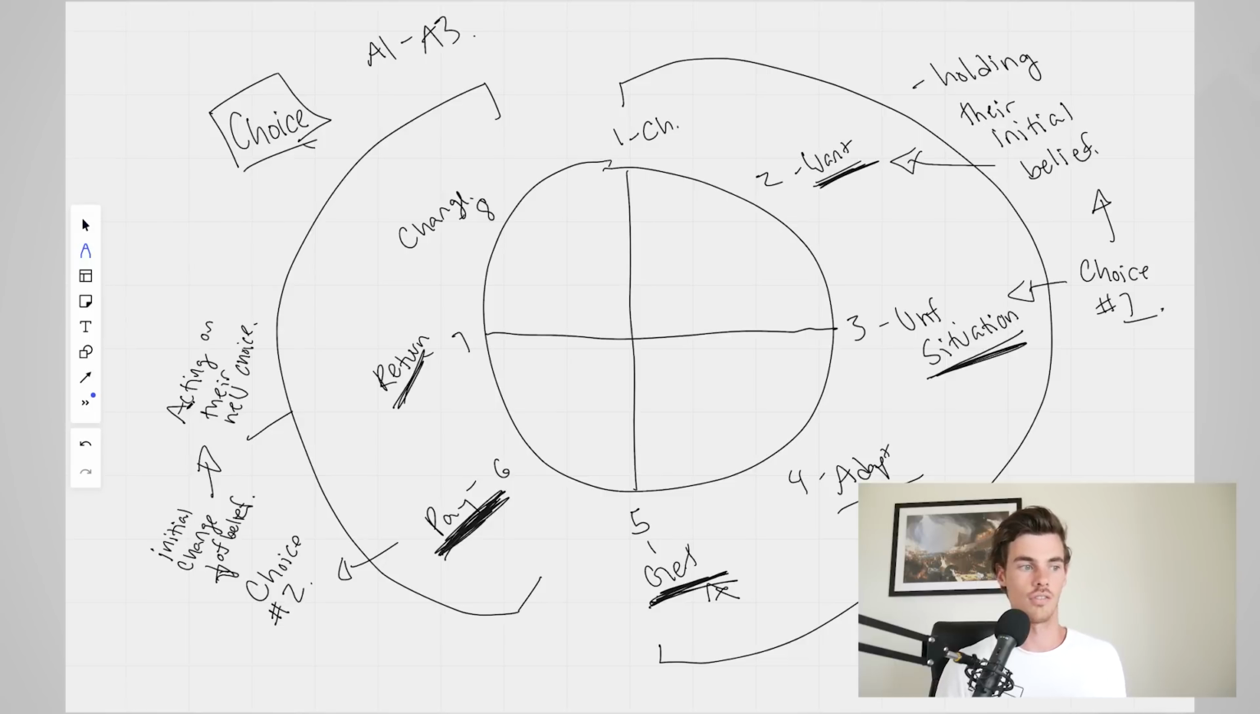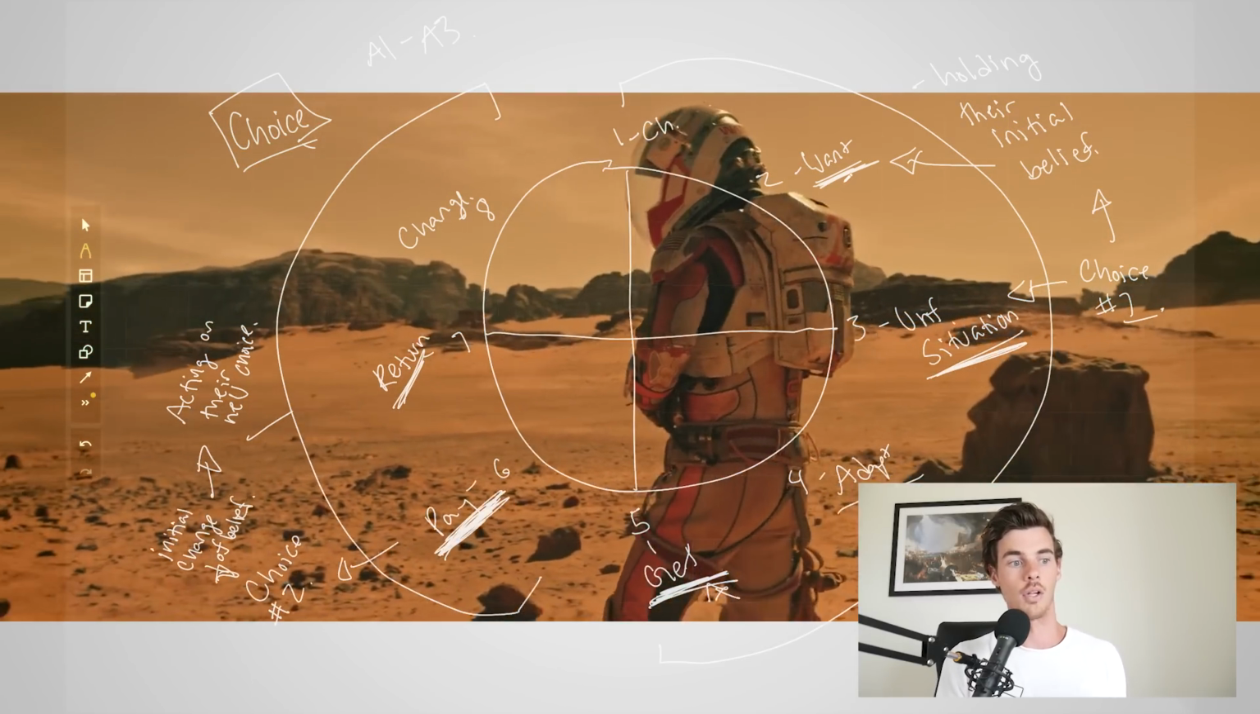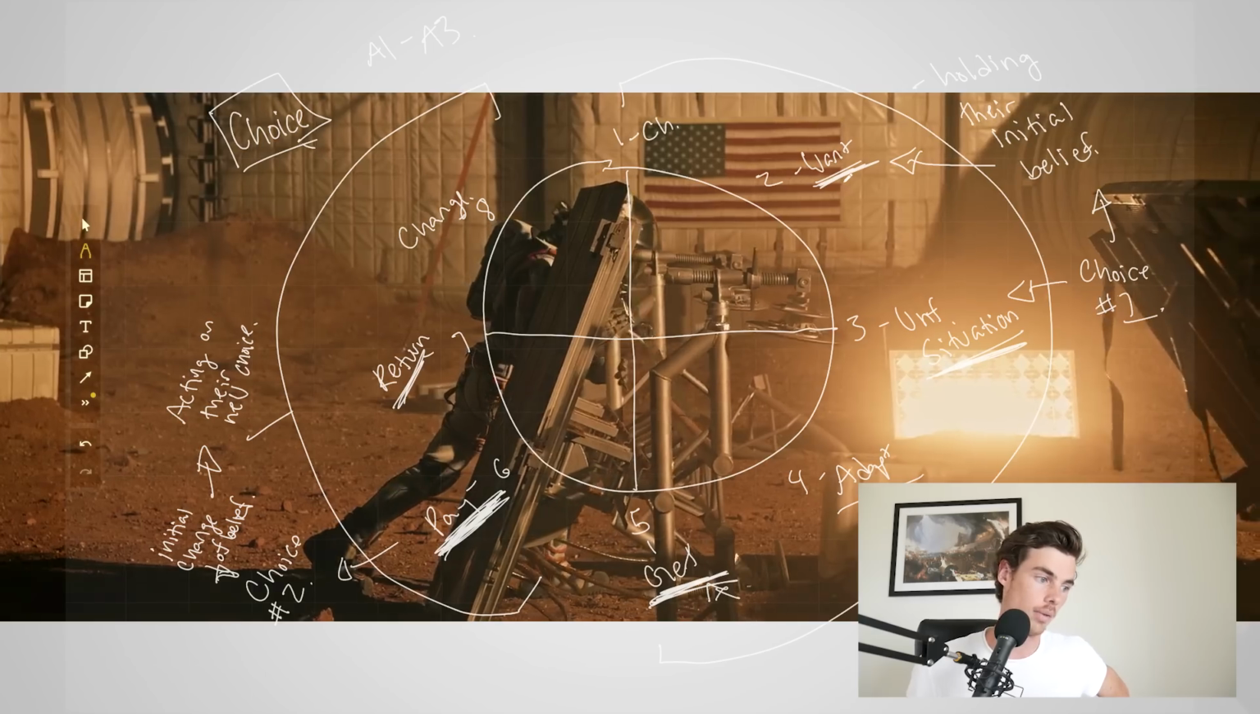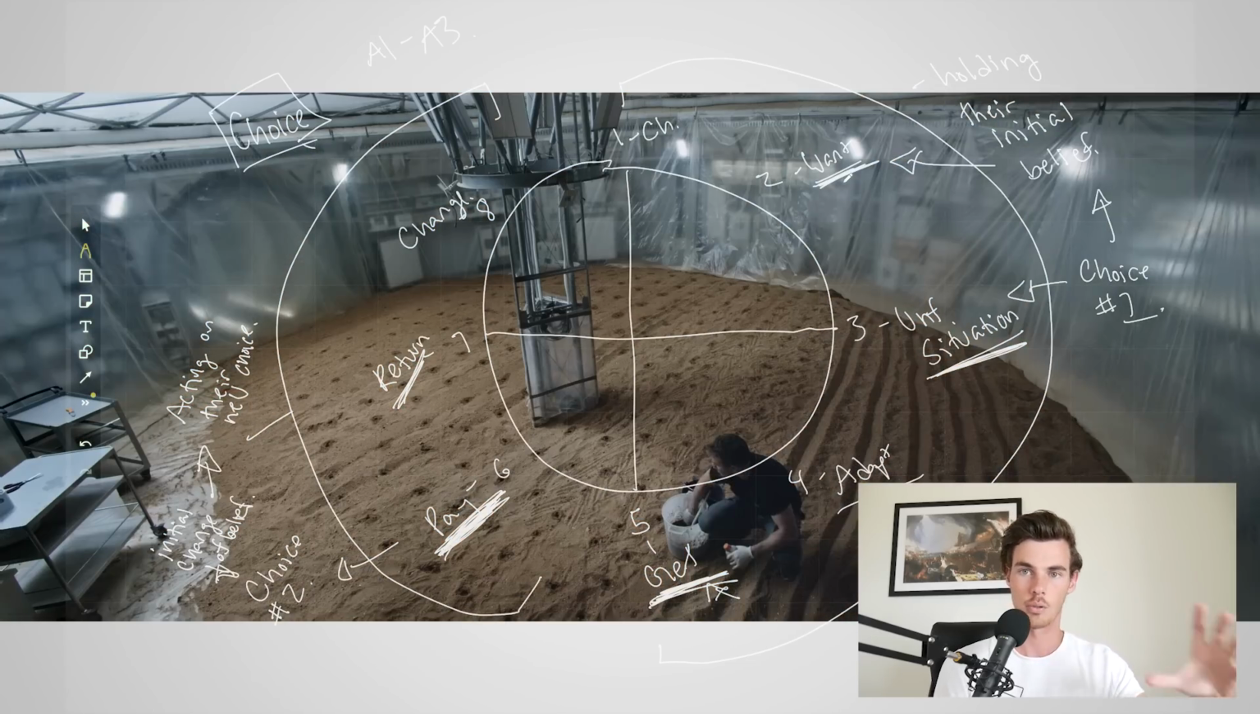So you can look at this in something like The Martian, which I've talked about a lot. Unfamiliar situation: he's stranded on Mars. He wants to get home. He believes that he must persevere, keep working the problems. And if he can just persevere and keep working these problems, he can get home.